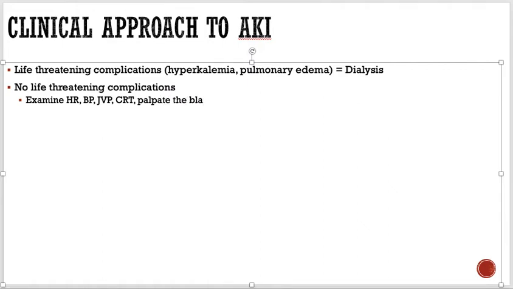Now why is this important, guys? Because when you do all these things, you will understand whether there is a pre-renal cause or a post-renal cause. Like if the heart rate is more, BP is less, CRT is reduced, that points to pre-renal; and if you palpate the bladder and it is full, it could be a post-renal problem. So this is going to give you a lot of information. A very, very important point.